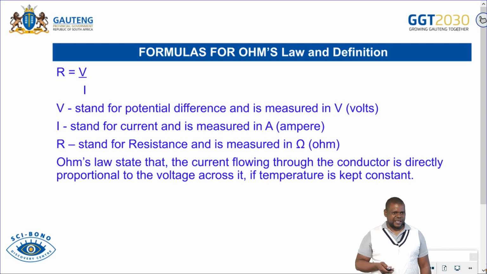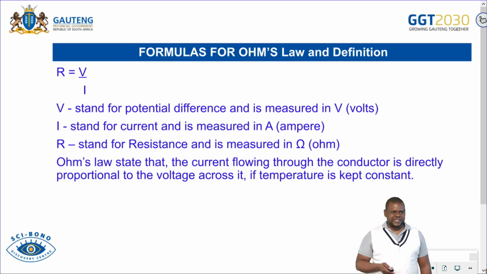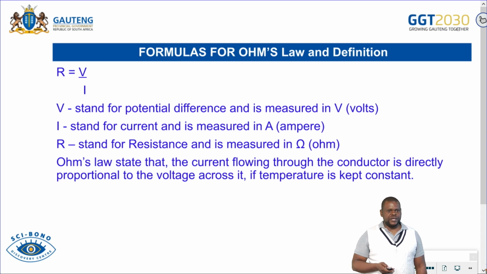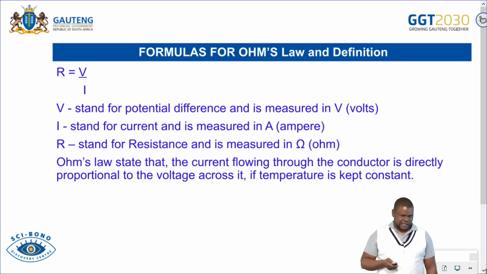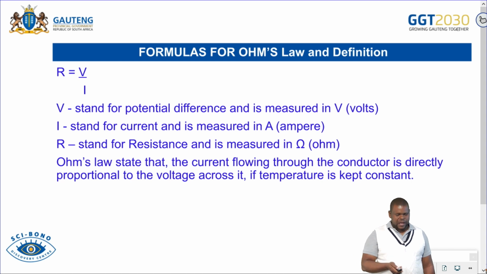And then we say, how do we state Ohm's law? Ohm's law states that the current flowing through the conductor is directly proportional to the voltage across the conductor, if the temperature is kept constant. We can see this law is already giving us the relationship between the current and the potential difference.